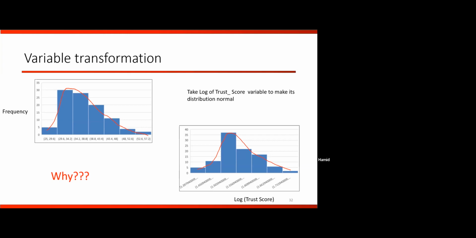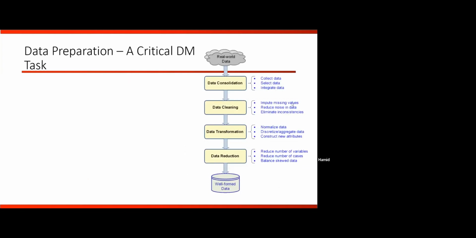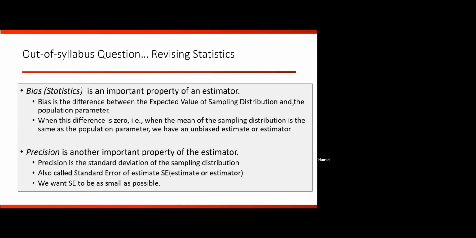Let's say for your project you want to do a logistic regression and your accuracy ends up being very bad. Maybe your data doesn't follow a normal distribution. You have to transform your data into the normal shape. Any questions so far?